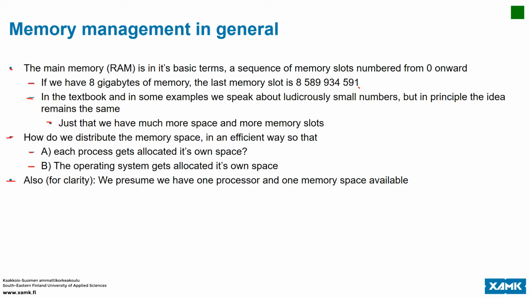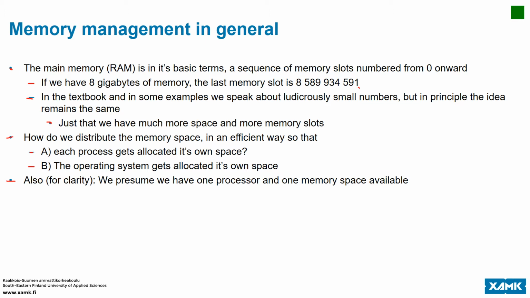8,589,934,591. Usually when talking about operating systems and how memory management works, and even in our recommended textbook and some examples that we have here, we speak about very small numbers, something that's definitely not 8 billion memory slots, but something like 16,000 or 32,000 or even less. The reason behind this is for simplification. The basic principles behind how everything works remain the same. It's just that in practice, in a modern computer system, there is much more space and many more memory slots.